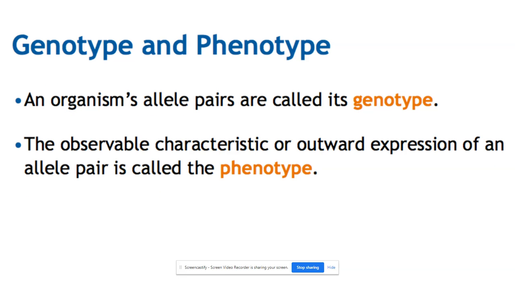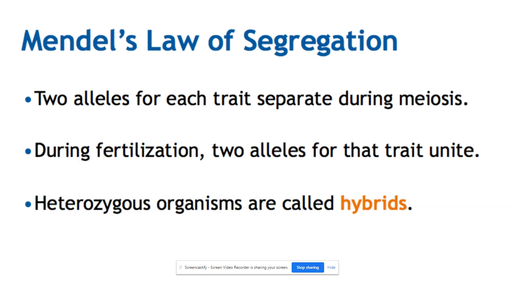Genotype and phenotype. An organism's allele pairs are called its genotype. So we've got those letters. You get 1 gene from mom, 1 gene from dad. Those letters are your genes. Those are your alleles. Well, the observable characteristic, or what you see, remember that's like brown hair, brown eyes, 6 fingers, 5 fingers, whatever. That is your phenotype. That's what you see, what we have as physical representations.